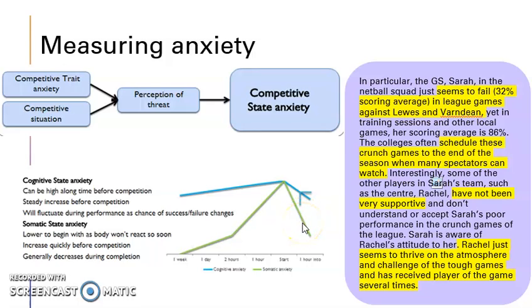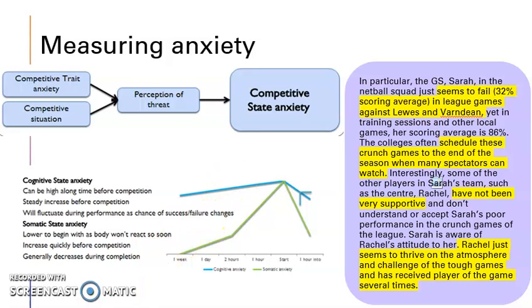However, somatic state anxiety, which is the green line, is lower to begin with, as the body doesn't react yet, as the anxiety is not high enough. But then it gently increases until right before the performance, and then it rapidly increases until the start of the performance. It is most likely to then decrease in a match because of the perception of threat.